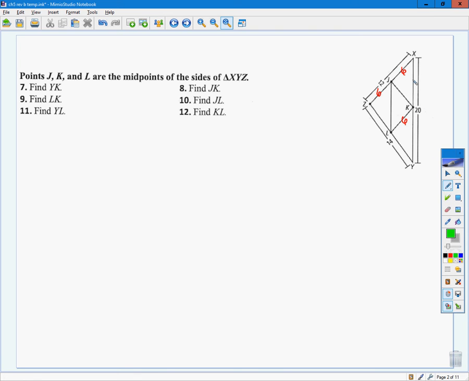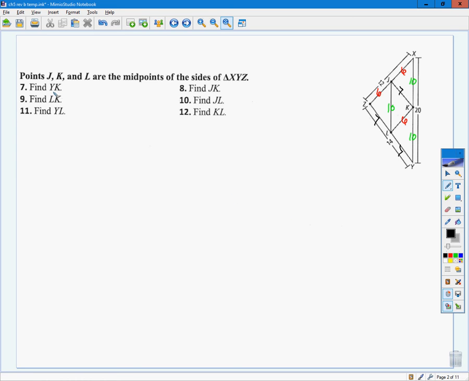Where this is 20, it would cut it in half. Each one of these pieces would then be 10, and the one that it's parallel to, the midsegment, would also be 10. Since this whole thing is 14, it would cut it in half. Each one of these would be 7, and the midsegment would also be 7.